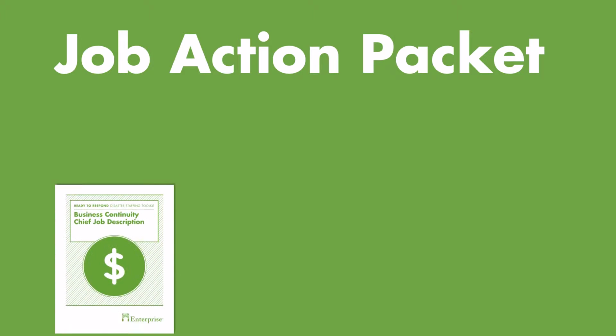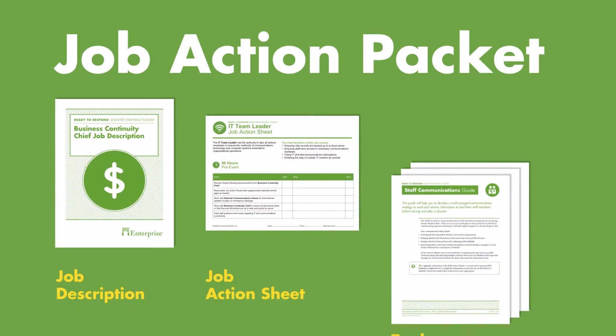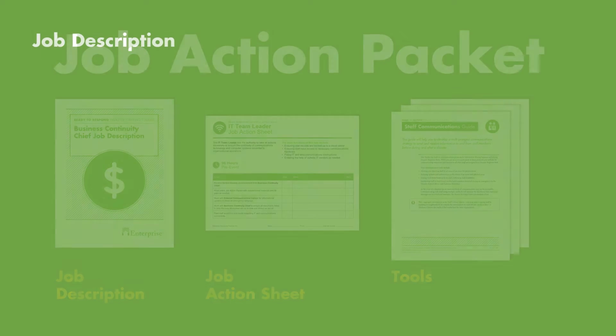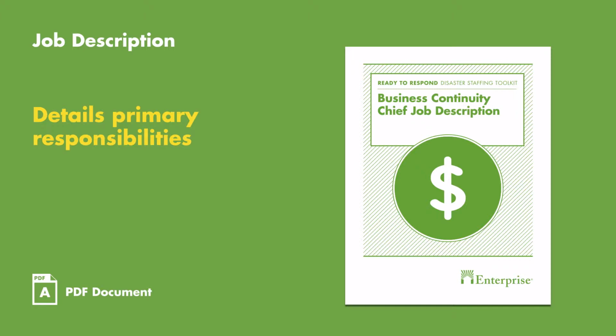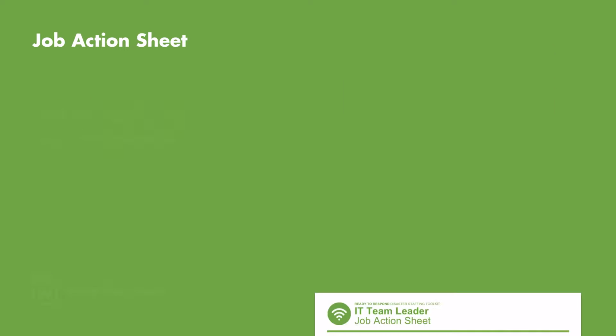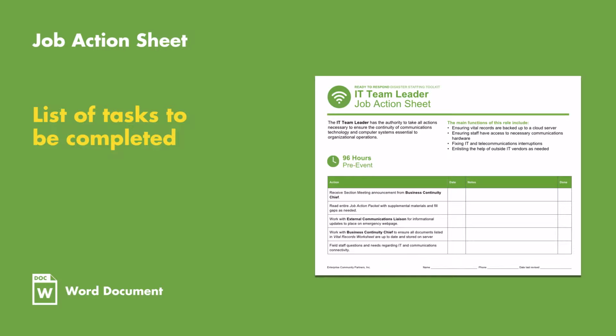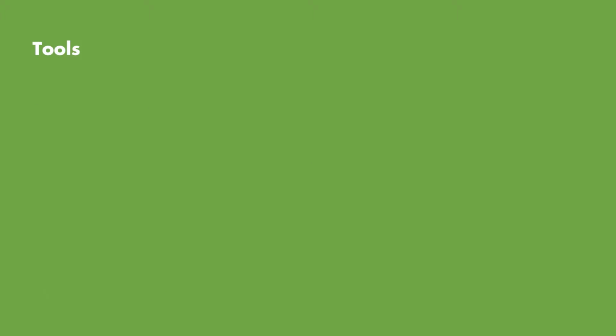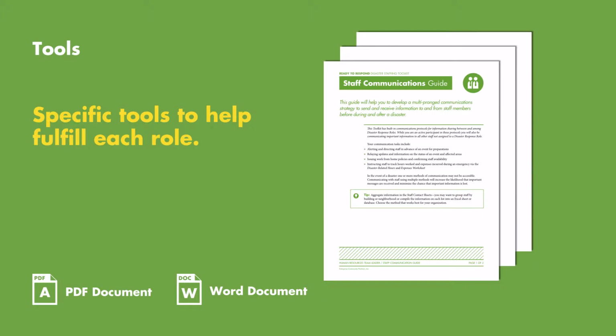The Ready to Respond toolkit provides specific job action packets for each role, including a job description, job action sheet, and tools tailored to each role. Job descriptions detail the primary responsibilities of each role. Job action sheets include specific tasks to be completed over 8 operational periods, before, during, and after a disaster. Created in Microsoft Word, these can be easily adapted to your organization's needs. Tools include guides, worksheets, and checklists to help successfully complete each role.